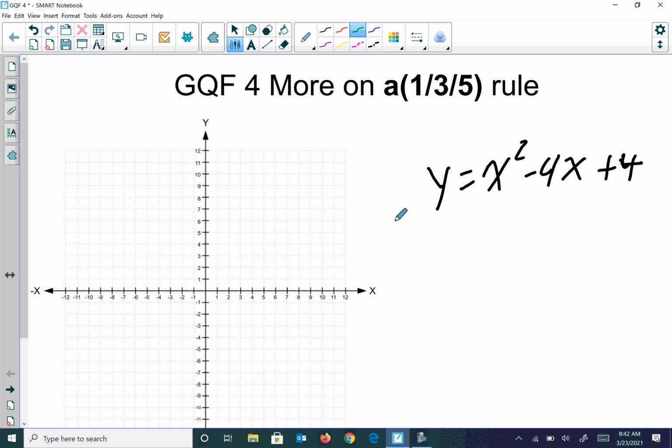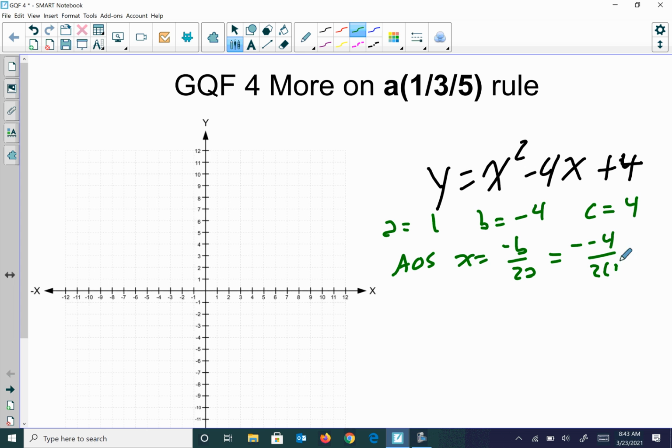All right. Hey, what's my A value? Help me. 1. B is? Close. -4. C? Giddy up. Axis of symmetry is x equals negative b over 2a. Agree? So I get -(-4) over 2 times 1. What's -(-4)? 4 over what? 4 over 2. 4 over 2 is equal to what? 2.